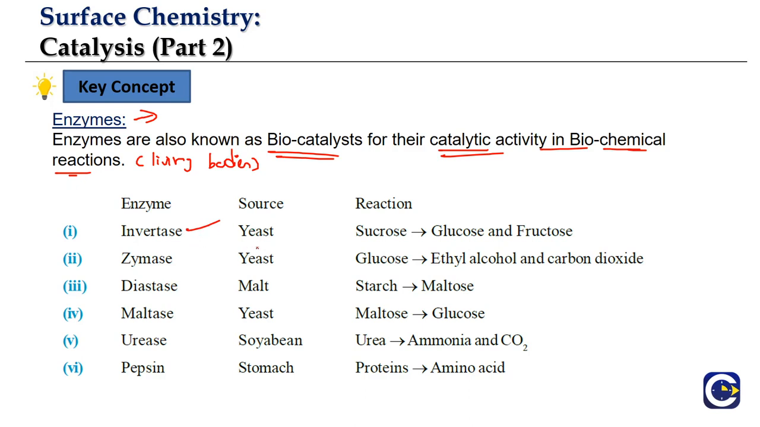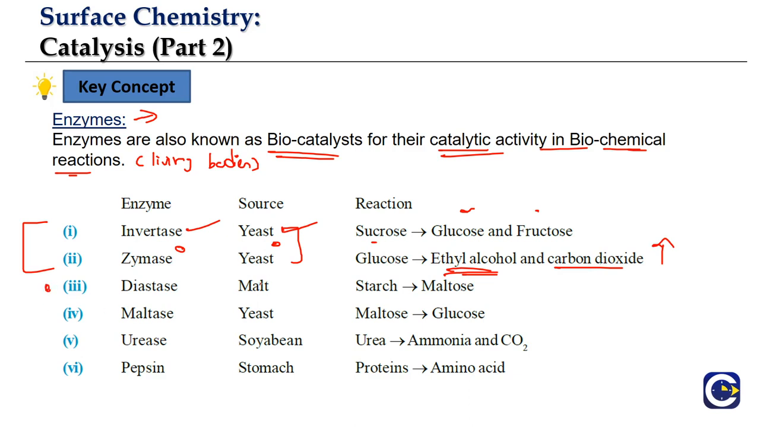Invertase is a popular enzyme that comes from yeast, and it will convert sucrose into glucose and fructose. Zymase, which also comes from yeast, will convert the glucose into ethyl alcohol and carbon dioxide. So in the fermentation of sucrose, both these enzymes, invertase and zymase, which come from the yeast bacteria, are able to convert the sucrose finally into ethyl alcohol. That is the fermentation reaction, and we see that in the fermentation reaction carbon dioxide gas is released.